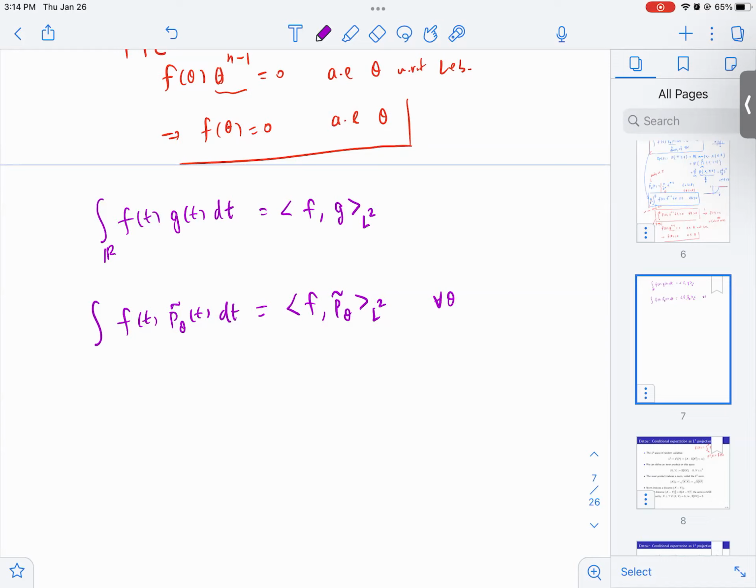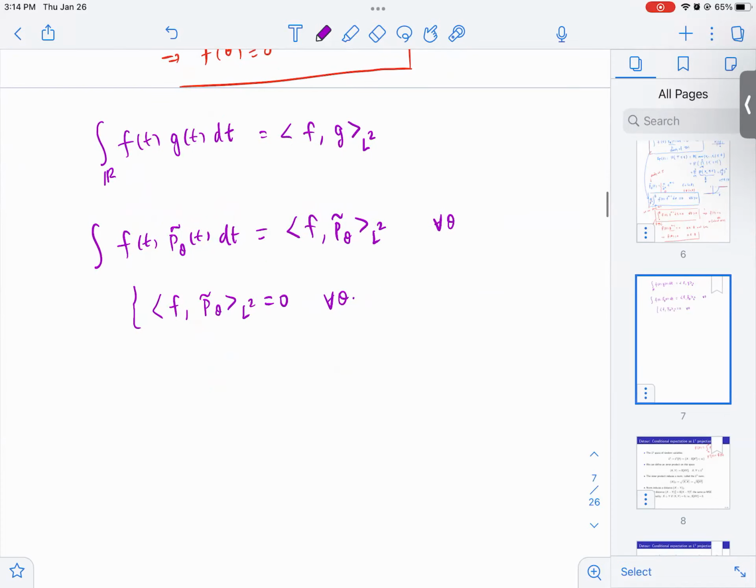If you believe that this is an inner product, then what we are saying is that this inner product is zero for all theta. Another way of saying it is the inner product with, let's say, think of the space of all possible densities from this model. What you're saying is that if you project f, there's no component here, so f is orthogonal. And if you're orthogonal to enough things, then you just have to be 0.